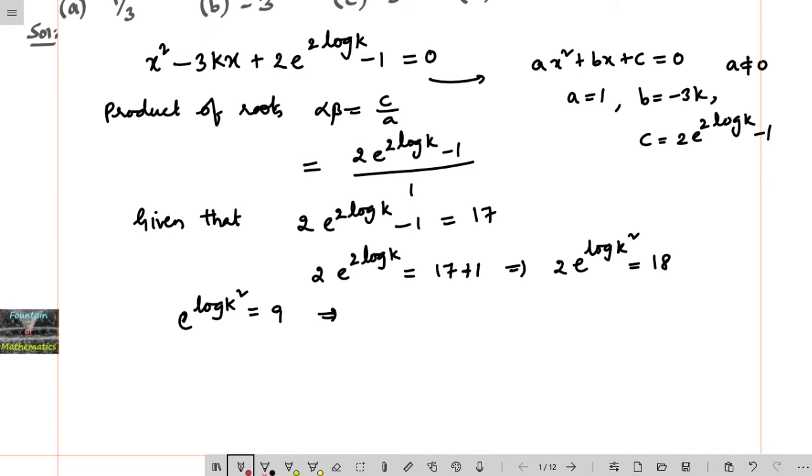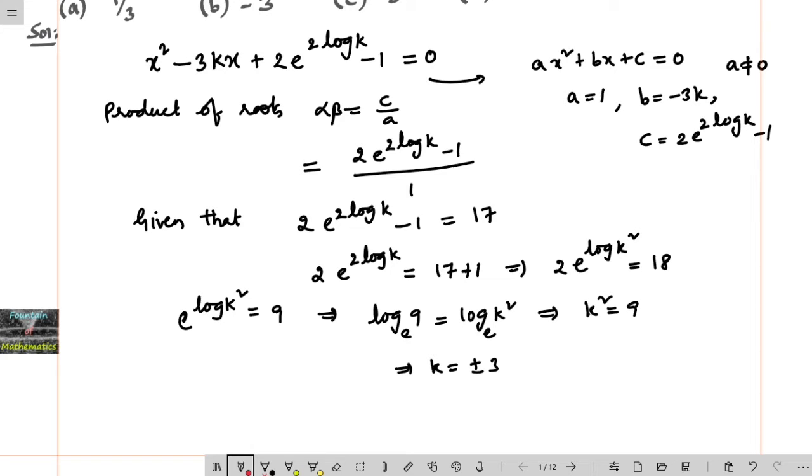Converting from exponential form to logarithmic form, we can write log 9 to the base e is equal to log k square, to the base e generally. So on comparing both sides, we have k square is equal to 9. So we are getting k is equal to square root of 9, plus or minus 3.